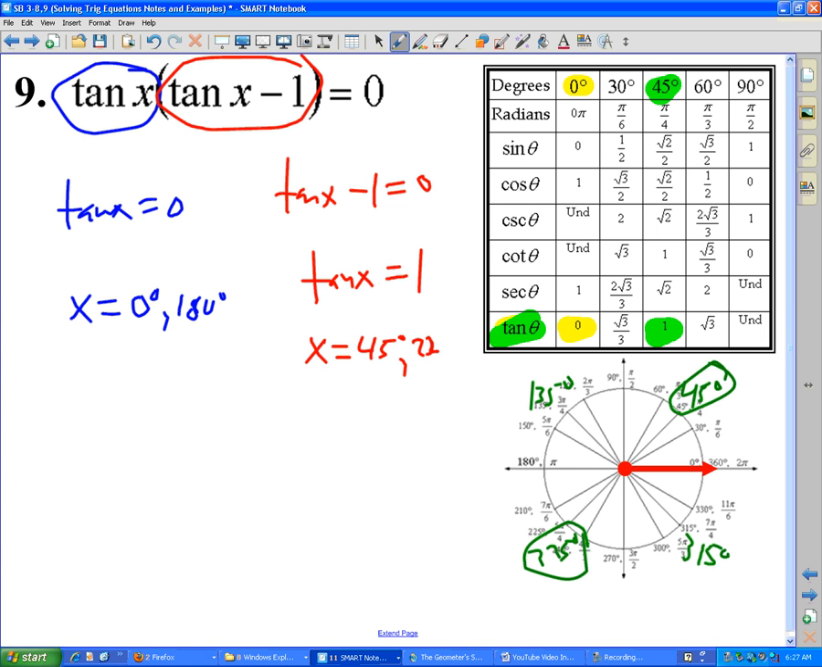Why are we not taking the other two reference angles? Because we don't want tangent to be negative 1. Negative 1 doesn't give us a 0. Negative 1 minus 1 would be negative 2 up here, and that does not produce a 0.